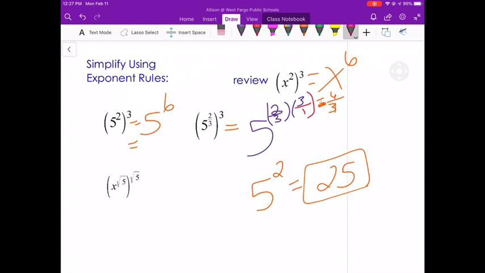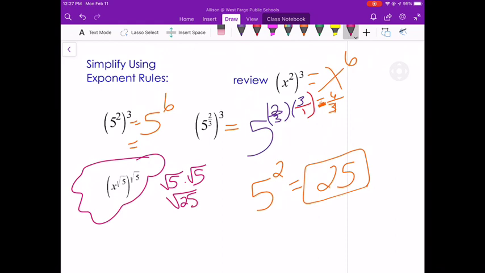Power to a power here. So we multiply the exponents, and the square root of 5 times the square root of 5 is just 5, because 5 times 5 is the square root of 25. Since the roots are the same, combine what's on the inside, and that's just 5, square root of 25. So you'd get x to the 5th for that one.